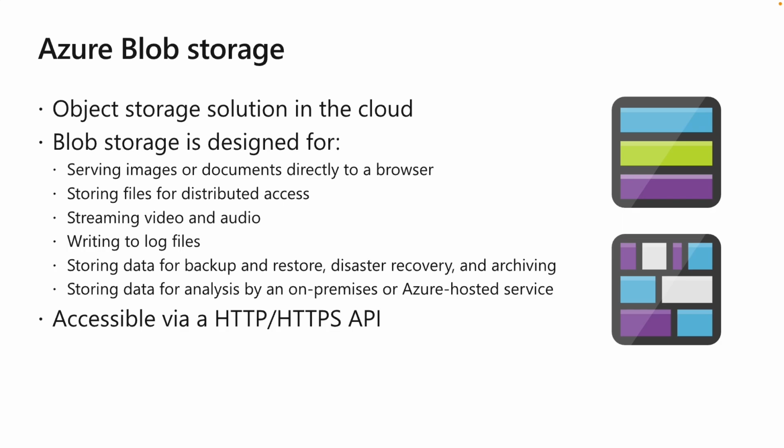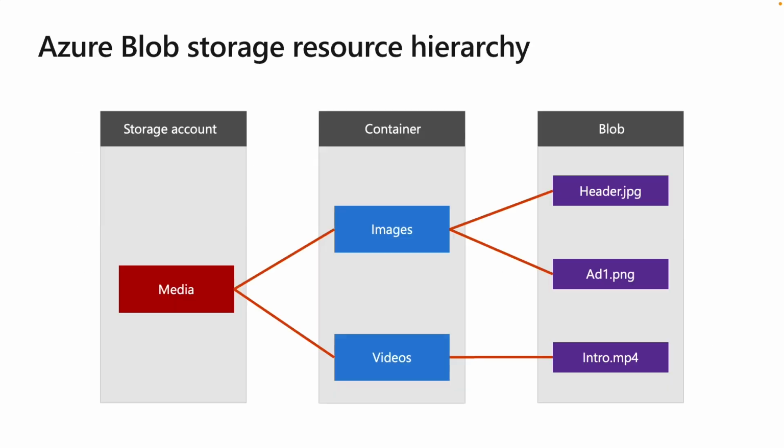Objects in blob storage are accessible via Azure REST APIs, Azure PowerShell, Azure CLI, or the Azure Storage Client Library. If you're wondering what the available client libraries are, you can use languages including .NET, Java, Node.js, Python, Go, PHP, and Ruby. Let us learn about the blob storage resource hierarchy.